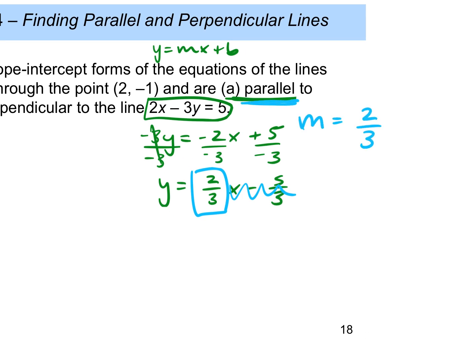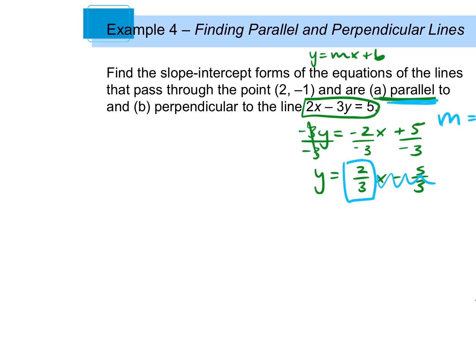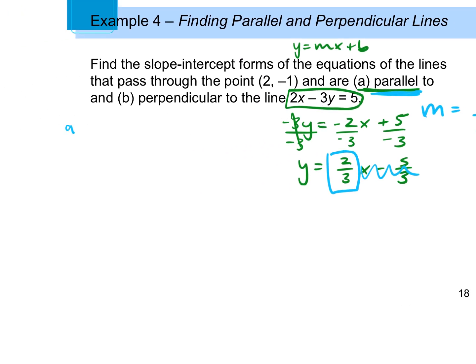And we said if our line's parallel to this one, our slope is going to be the same. So for A, we're using the same slope. Our slope would be 2 over 3. We have to leave it in slope-intercept form, but do you want to put it in slope-intercept form or point-slope form to find our new equation? You can pick whichever one. Sure, we can work with slope-intercept.